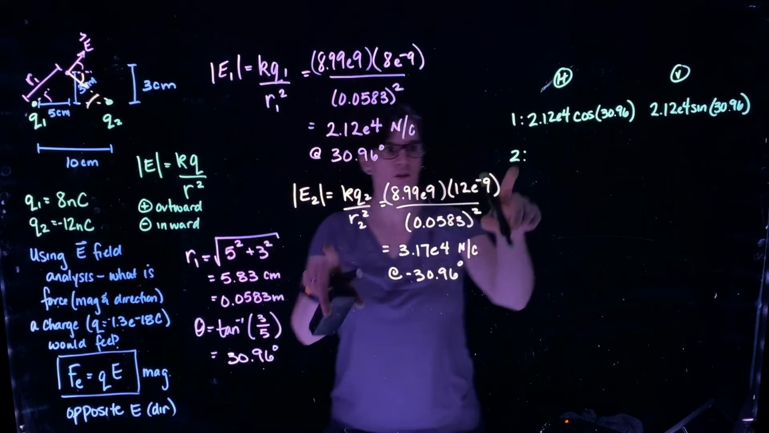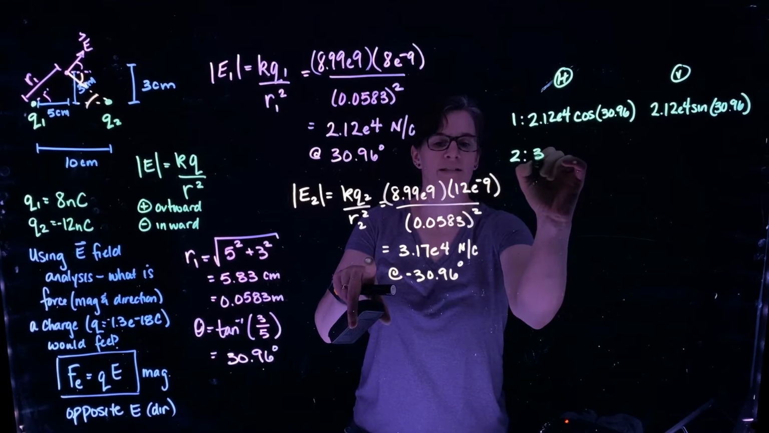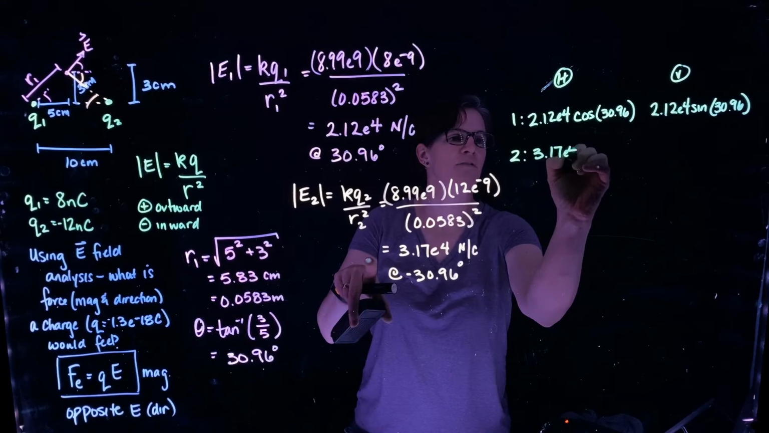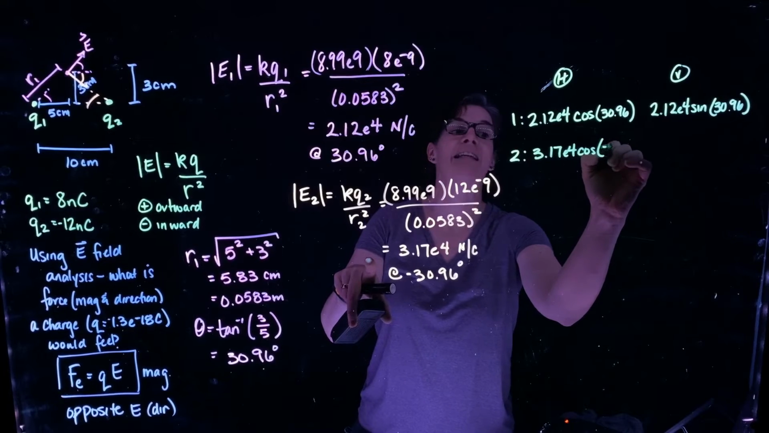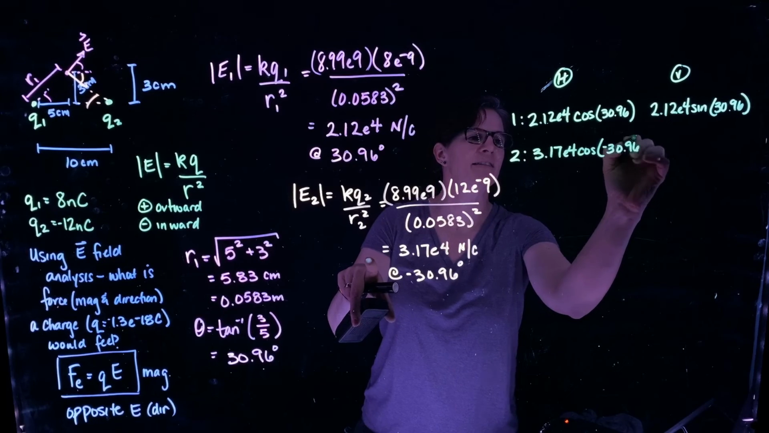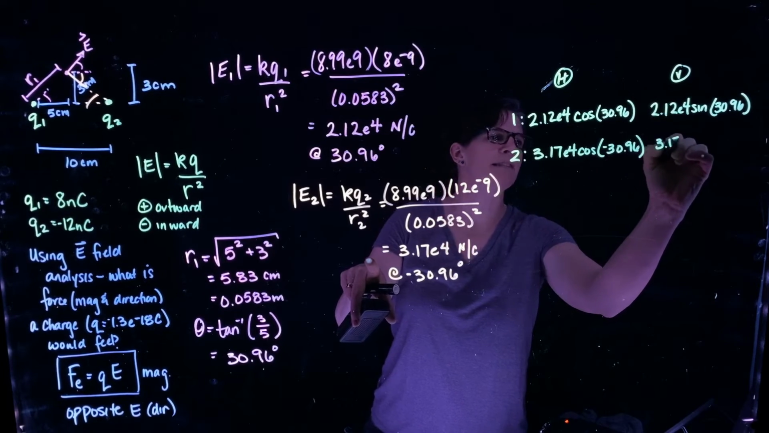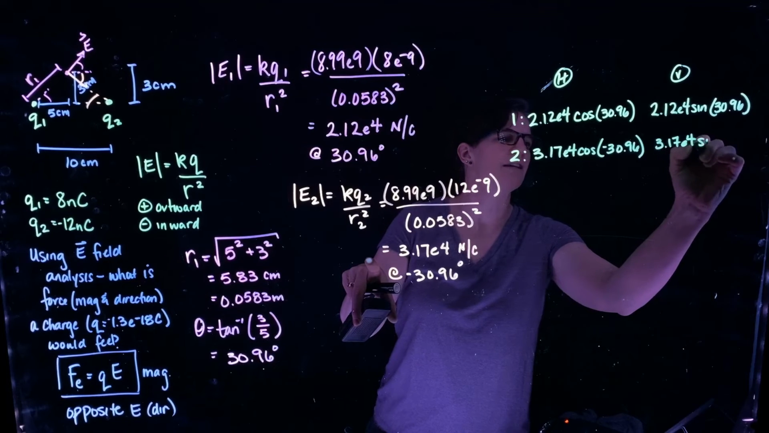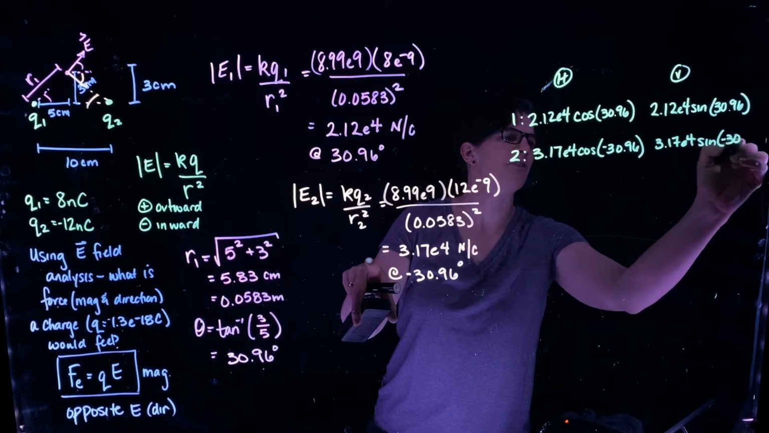All right, charge number 2, 3.17 times 10 to the fourth times the cosine of negative 30.96, and 3.17 times 10 to the fourth times the sine of negative 30.96.